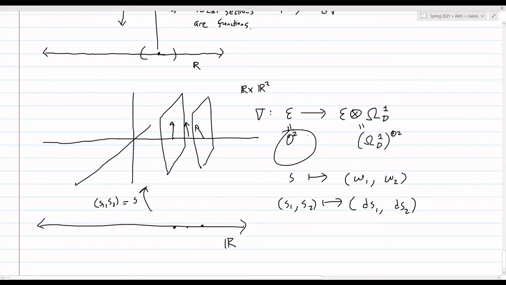Okay, I'll use the word holomorphic functions. These are the two coordinates of my function. So it's a pair of holomorphic functions inside of here. And then what I get is a pair of holomorphic one forms. So these are the differentials of the two coordinate maps.